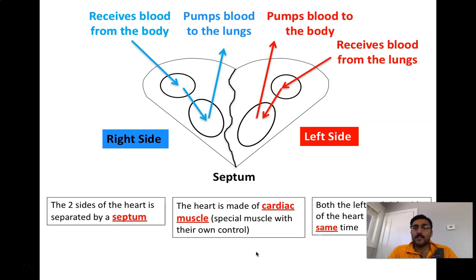Both the left and right side of the heart pump at the same time. So when the left side of the heart and the right side of the heart pump, it happens simultaneously. The difference is usually that the top chambers, the atria, which we'll label in a moment, are going to squeeze left and right side simultaneously, and that pushes the blood into the bottom larger chambers, which are called the ventricles. These ventricles will then squeeze simultaneously, and it'll pump blood either out to the lungs or from the left ventricle out to the body.